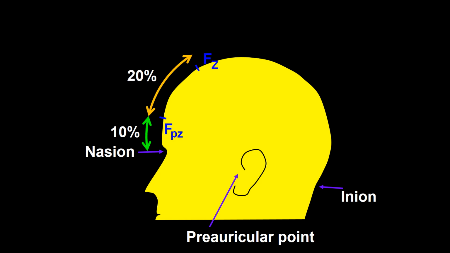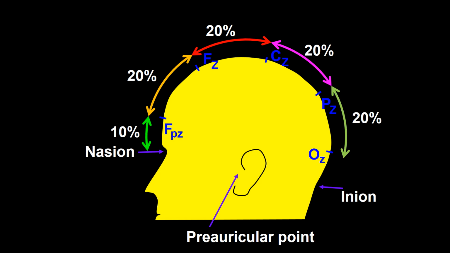The next placement is 20% above the FPz site, and this is the location for the Fz electrode. 20% above that is Cz, 20% above that is Pz, 20% above that is Oz, and from Oz to the inion there should be the same distance as from FPz to the nasion. That is 10% of the total distance.